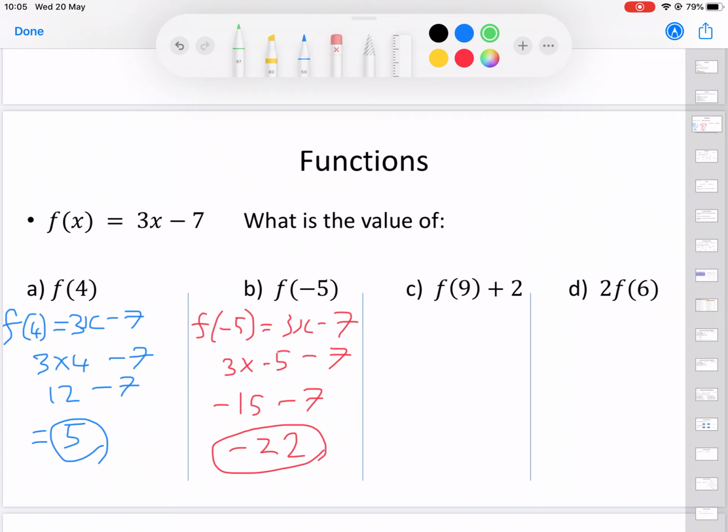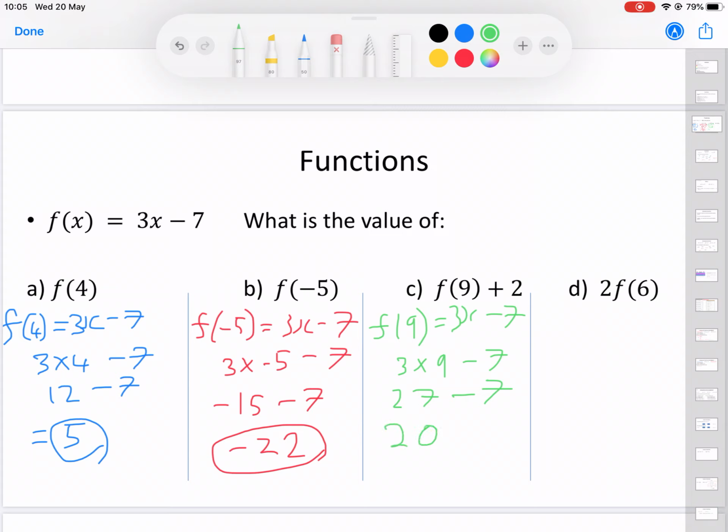Okay. And the thing is, we're just going to do f of 9 first. We're going to ignore the plus 2 until the very end. So f of 9 equals 3x minus 7. So we're going to do 3 times that 9 and then minus the 7. So 3 times 9 is 27, minus the 7 is 20.